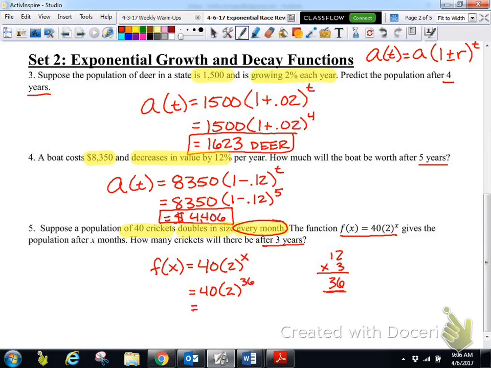And if you hate crickets, you're really going to hate this answer. The estimated population of crickets will be 2,748,779,069,000 crickets.